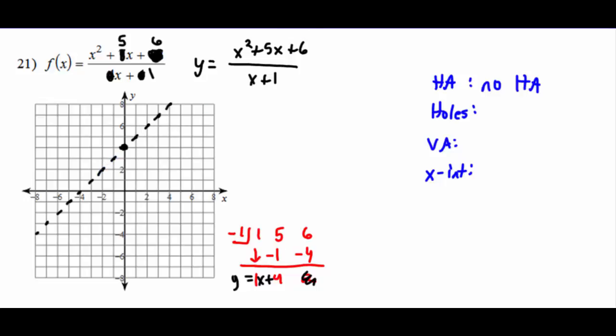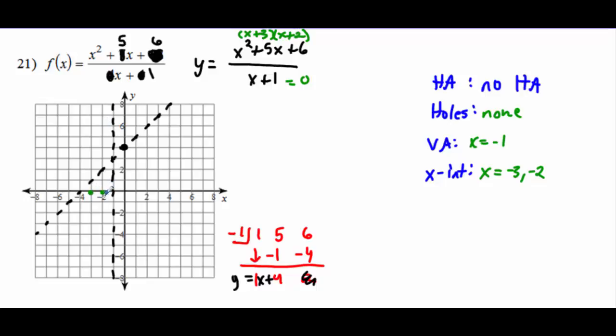Now I need to go through and find the rest of these things. I can factor the top and get x plus 3, x plus 2. Nothing cancels, so there's no holes. My vertical asymptote is where the bottom equals 0, which is at x equals -1. And then where the top equals 0 is my x-intercepts, so that's -3 and -2. So if I put those on my graph, I have a vertical asymptote at x equals -1, and my graph is going to go through -3 and -2.